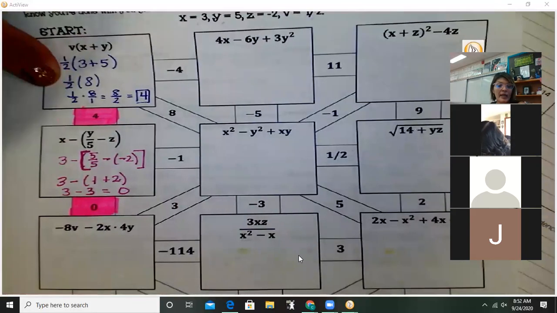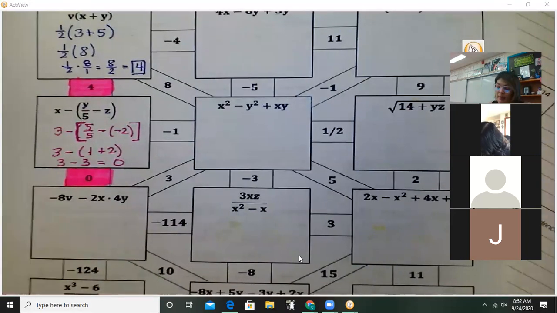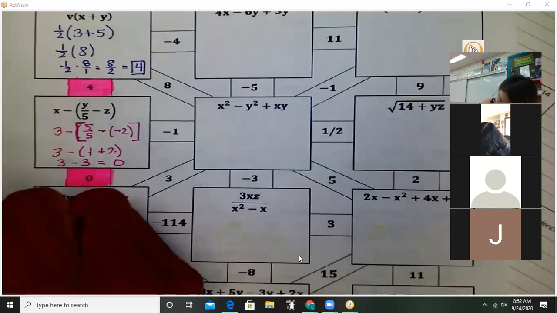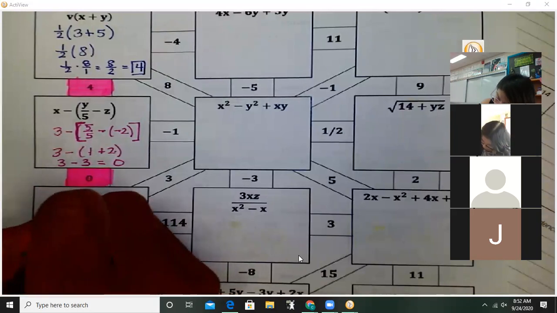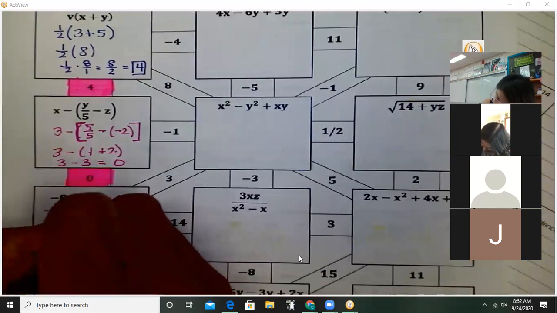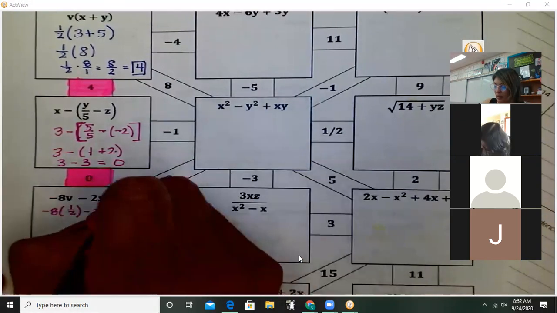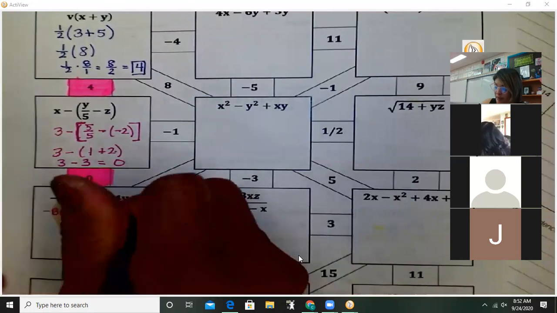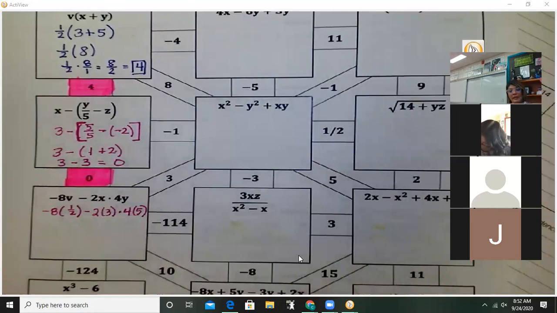We're going to go to negative 8v minus 2x times 4y. I'm going to plug in everything. Negative 8 times 1/2 minus 2 times 3 times 4 times 5. Okay, double check to make sure I plugged in everything correctly. You guys are my second pair of eyes, or my third pair of eyes, or my fourth pair of eyes.